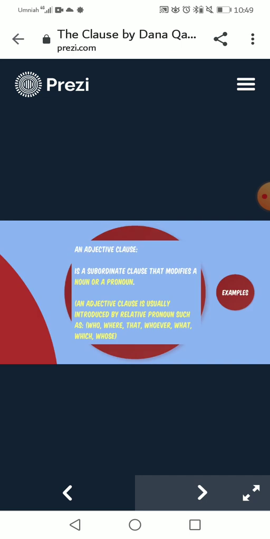An adjective clause is a subordinate clause that modifies a noun or a pronoun. From the word adjective, basically it describes a noun or a pronoun. Now, an adjective clause is usually introduced by relative pronouns such as who, where, that, whoever, what, which, whose. So remember that the adjective clause is a dependent clause, it describes a noun or a pronoun, and it starts with relative pronouns like who, where, that, whoever, what, which, whose.